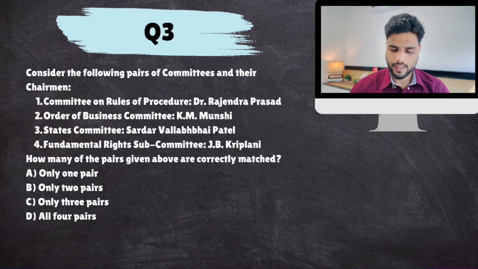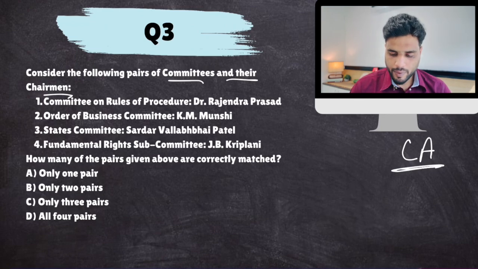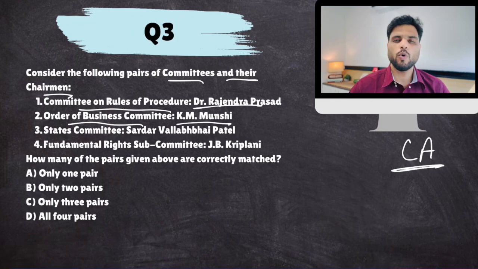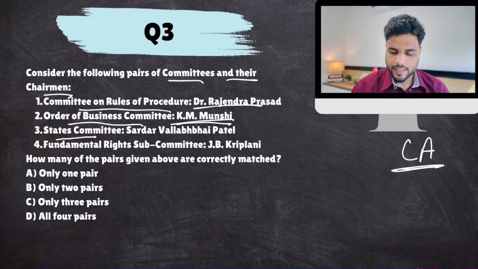Okay, next. Consider the following pairs of committees and their chairmen. So in the Constituent Assembly, there were different committees for different features of the Constitution. Now you have to match them with their chairpersons. So Committee on Rules of Procedure, it was left to Dr. Rajendra Prasad. Order of Business Committee, okay, how would the business be run? I mean, in the Constituent Assembly, what would be the rules? K.M. Munshi.